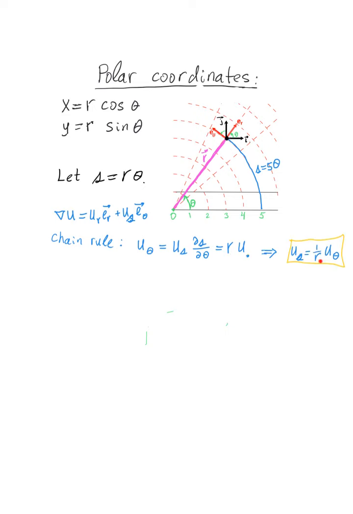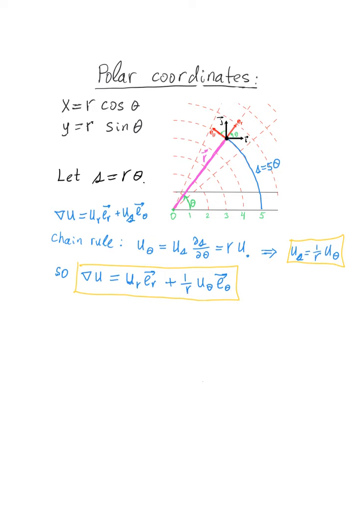So we get the following identity. So finally, if we replace us in our expression for the gradient by 1 over r u theta, we get the final formula for the gradient in polar coordinates.